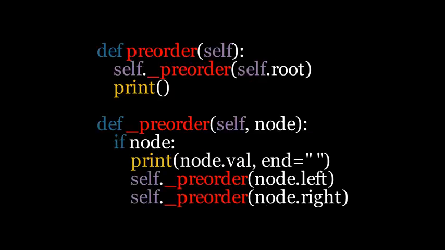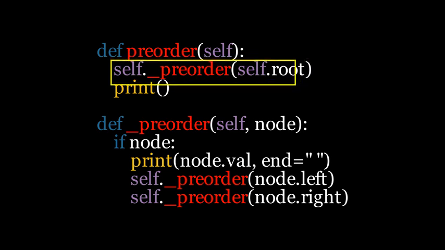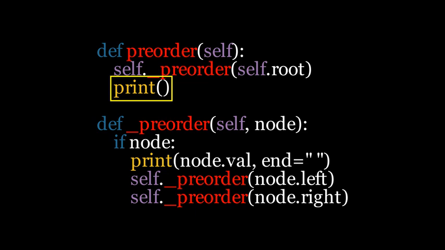Let's talk about traversing the tree. In this code, the public preorder function first calls the inner underscore preorder function, taking the root node as the input parameter. The print statement at the end of the public function is there to create a new line after the traversal completes, ensuring clean output formatting.